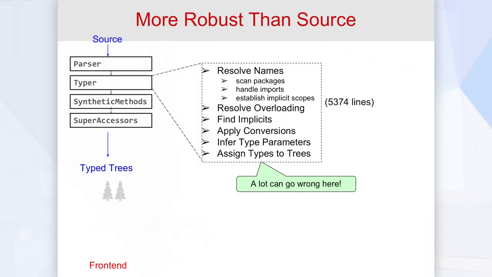Okay, so how is this better? So the first thing is, why not use source? I said already source is fragile. In particular, the early phases, they have to do a lot of tricky business. So they have to resolve the names, every reference that you have, which means they have to scan your class path, they have to scan your packages, that has to be reproducible, they have to handle imports, they have to establish implicit scopes, so you throw in an implicit in a new version of the project and everything might change, right? Have to resolve overloading, find implicits, apply conversions, infer type parameters, and finally assign the types to trees. So a lot can go wrong in these things, and that makes reproducible builds so hard.